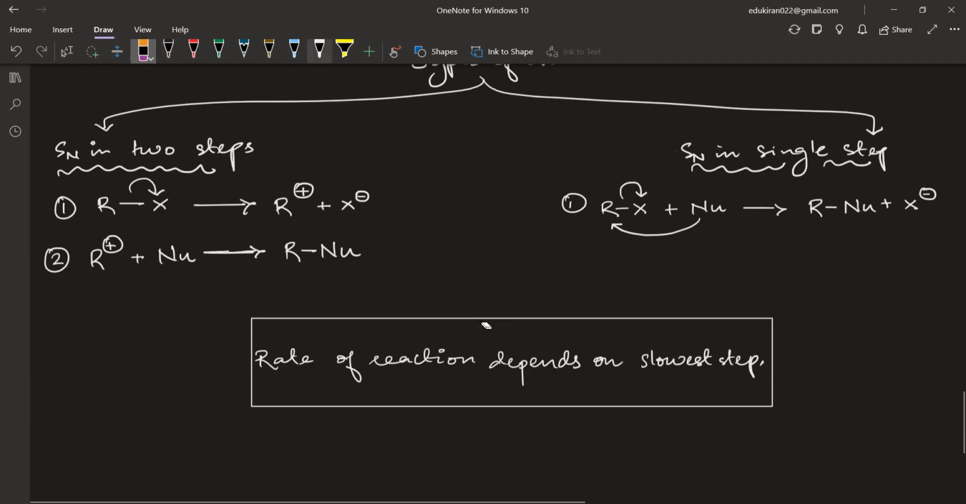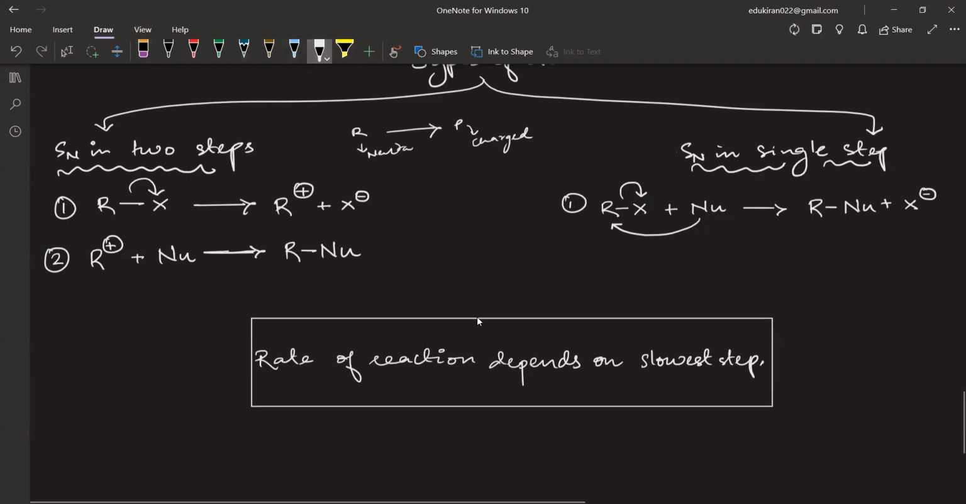No, it is not about stability. See, the reactant and the product. The reactant is what? Neutral, correct? And the product is charged, correct? Yeah. Now you tell me, is neutral more stable or is charged more stable?